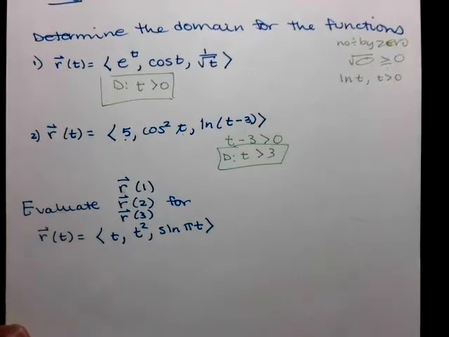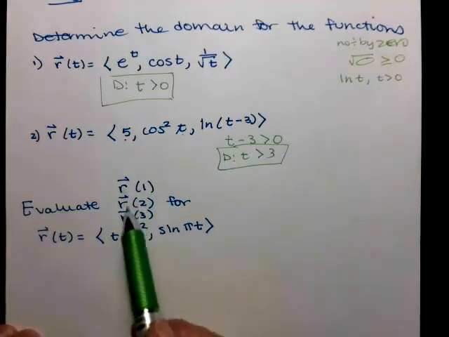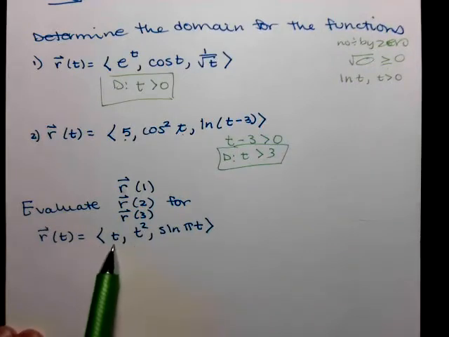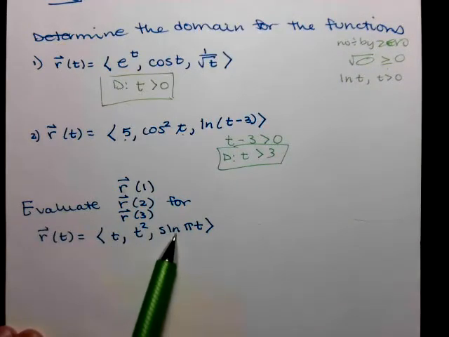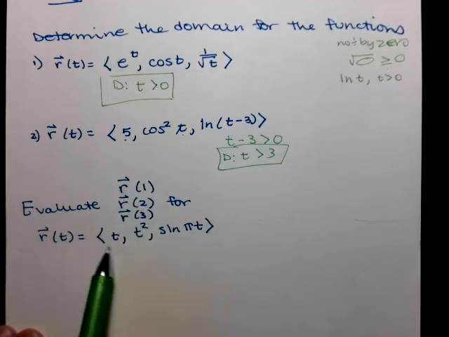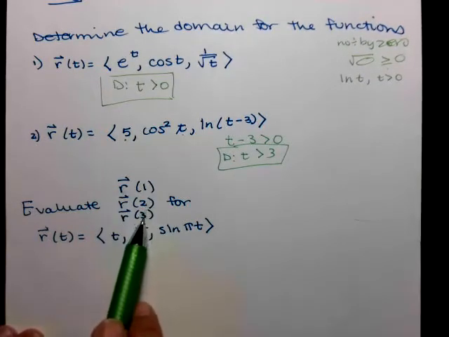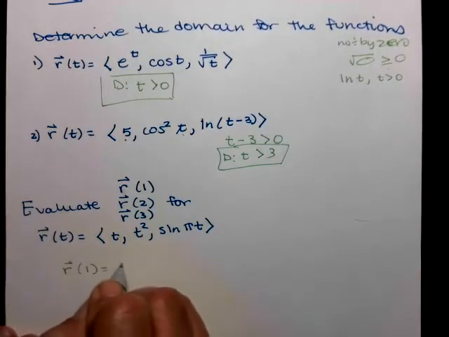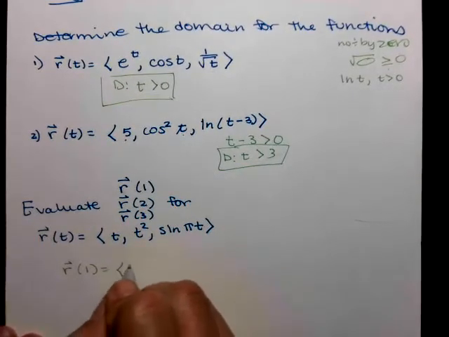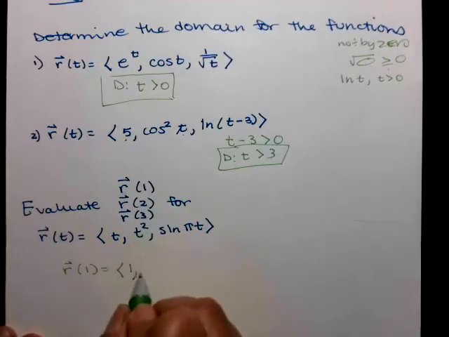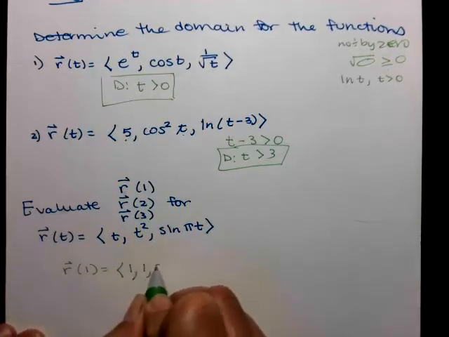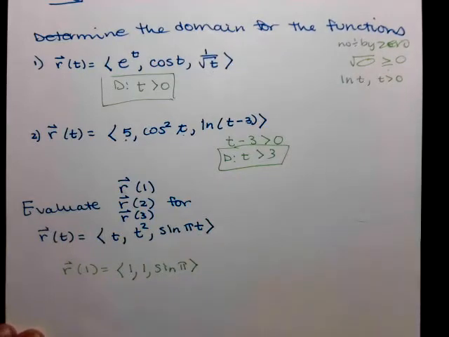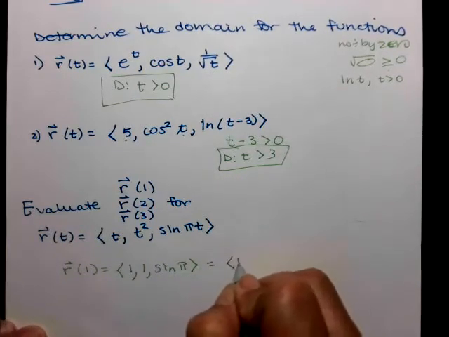Another thing we might have to do is evaluate a vector-valued function. This time my vector-valued function is t, t squared, and sine pi t. Can we evaluate this function at 1, at 2, and at 3? So r of 1, what is that vector? It's 1 in the x direction, 1 squared, that's also 1, and the sine of 1 pi. Well, what's the sine of pi? 0.